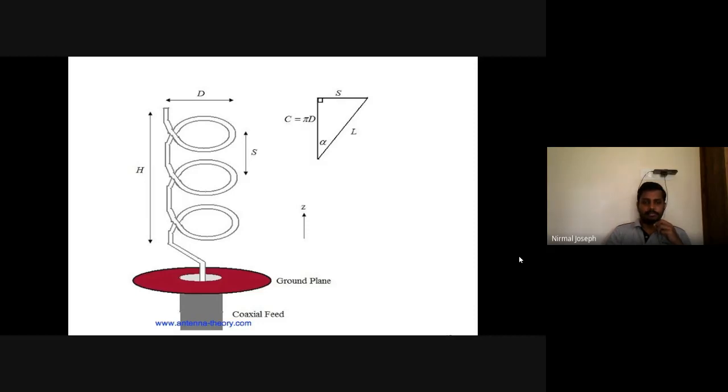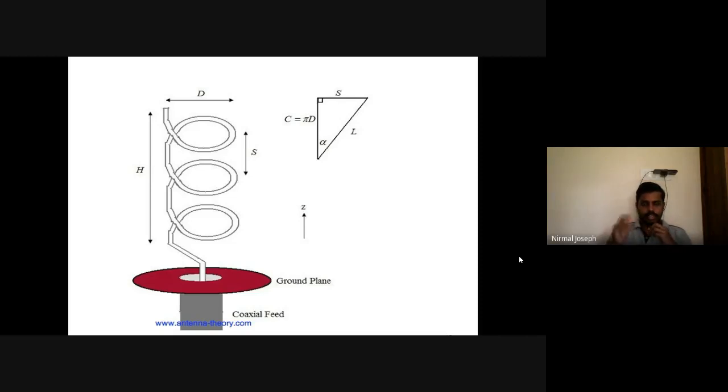And H is the total height. H, L, different terminologies are used. So here it is H. And D is the helical diameter of the helix. And S is the separation between two helix turns. You can see one angle, included angle alpha, there. That we will see later, in the next slides.